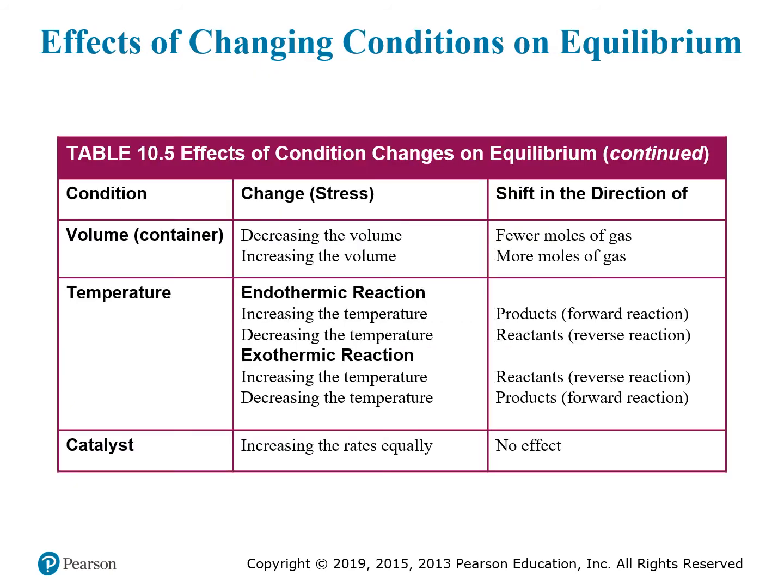So this table summarizes some of the effects of these stresses on a system at equilibrium. Again, the addition of a catalyst will increase both rates equally, and therefore it'll have no observable effect on a system that is already at equilibrium. If the system isn't yet at equilibrium, it'll get it to reach equilibrium more quickly, but if it's already at equilibrium, there'll be no change.